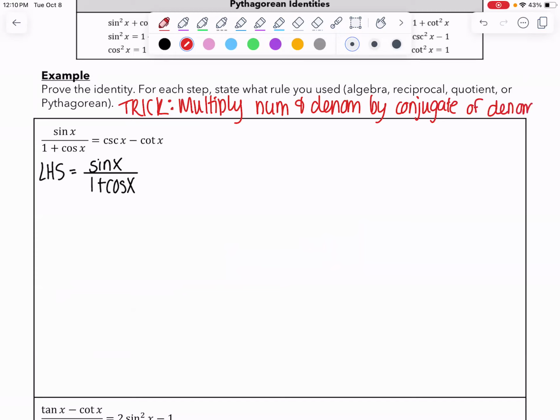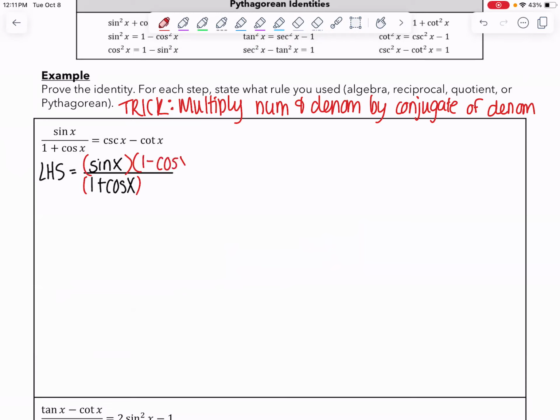Now, when you think of conjugates, you might be thinking of radicals and their conjugates, or complex numbers and complex conjugates. You might not think that conjugates apply in this scenario, but really the conjugate is just swapping this plus sign to a minus sign. So what it will be doing is multiplying the numerator and denominator by 1 minus cosine x instead of 1 plus cosine x.